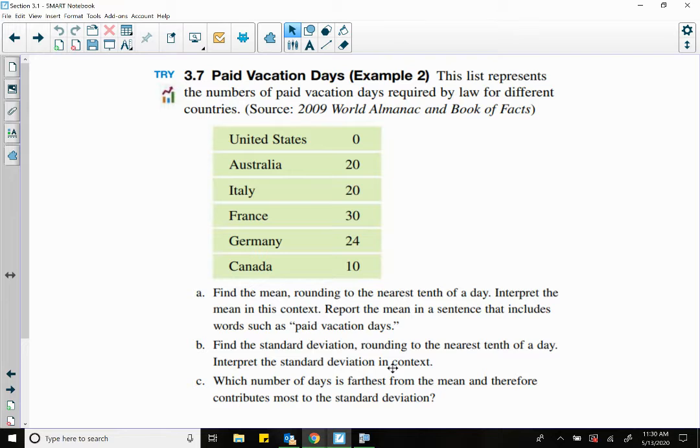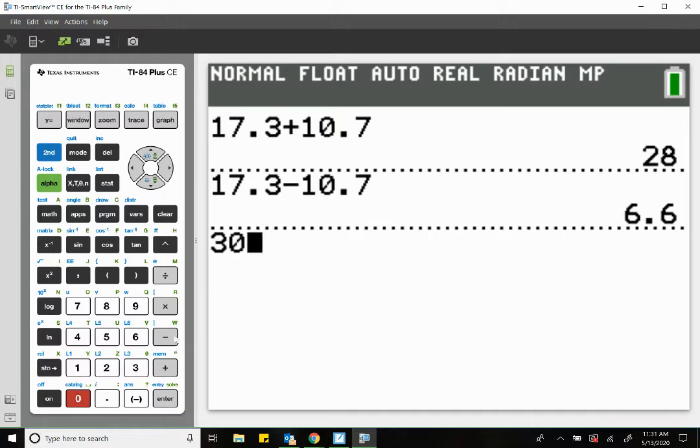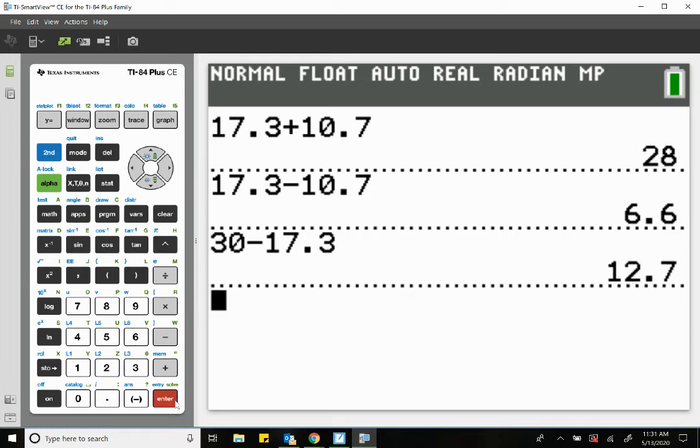So the number of days that is furthest from the mean would be the United States. Okay? Furthest, remember, can mean above or below it. The United States is 17.3 away from the mean. Okay? This guy right here, if you take 30 minus 17.3, it's only a distance of 12.7 away.